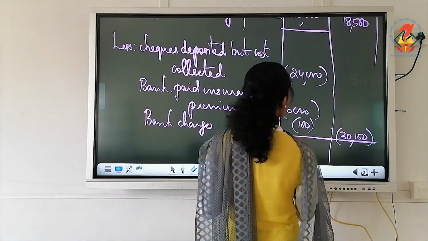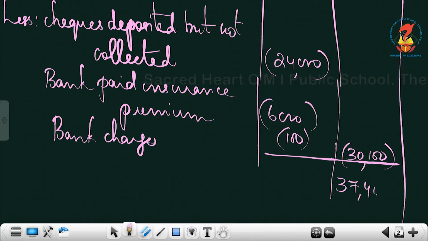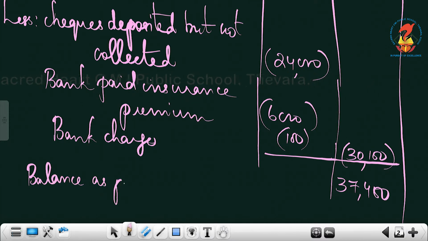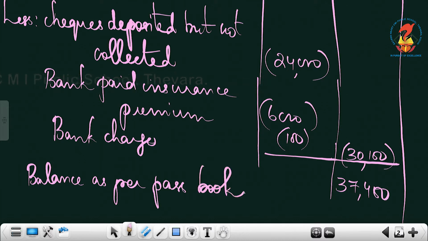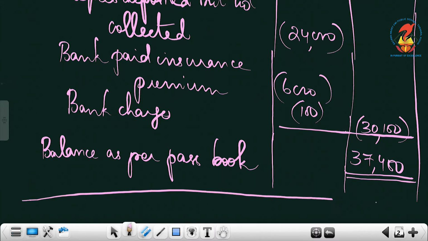Now add 18,500 and 49,000. From that you deduct 30,100. So finally the answer is 37,400, for which you can write balance as per passbook. Double line this figure. Okay, so that's the final answer.